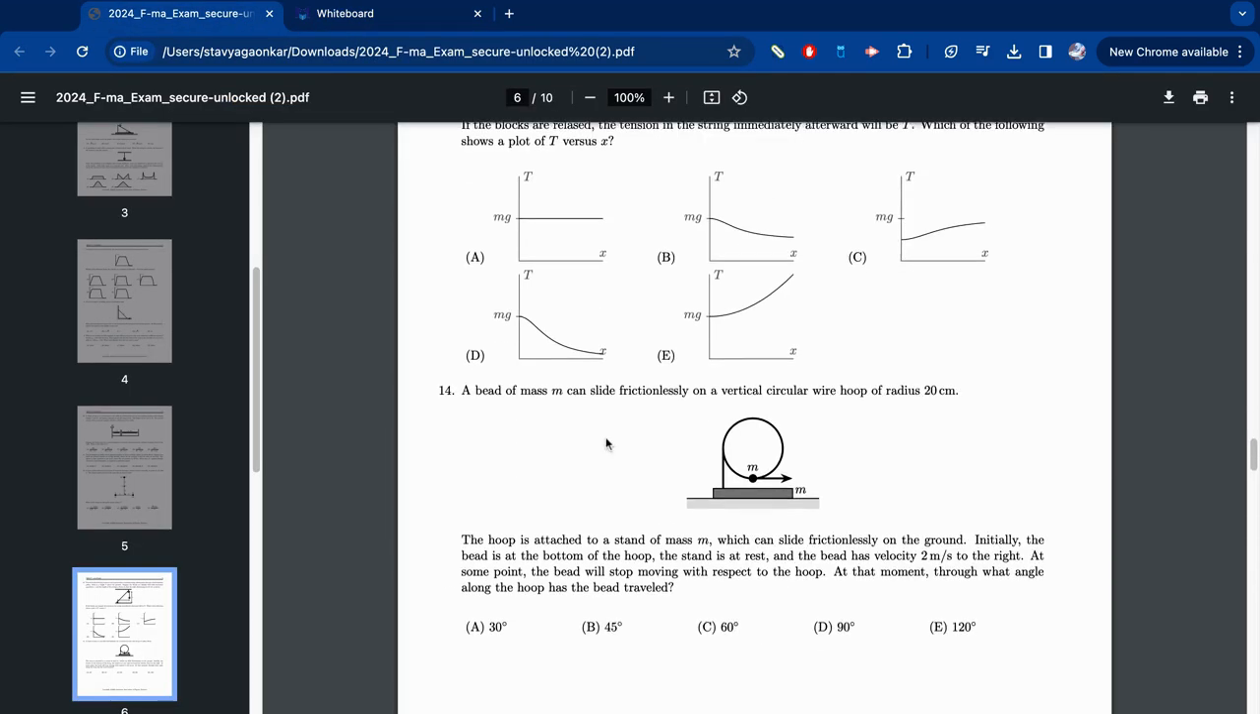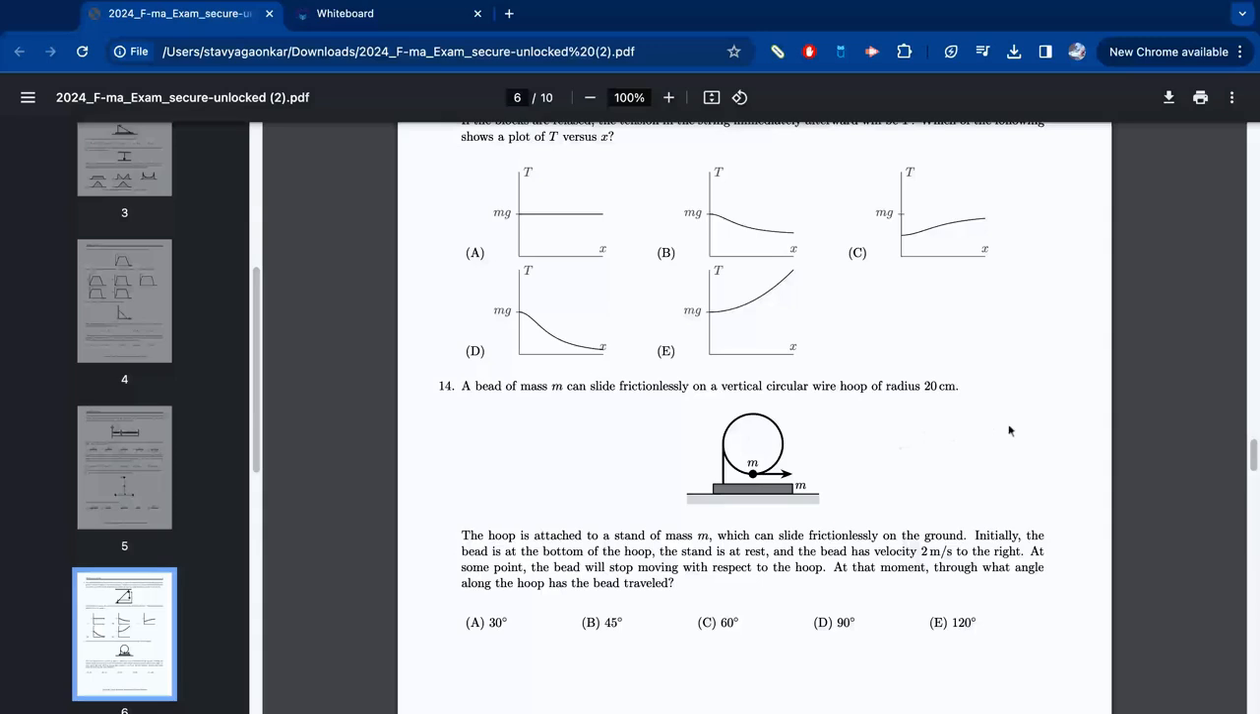Okay, number 14. A bead of mass m can slide frictionlessly on a vertical circular wire hoop of radius 20 centimeters. The hoop is attached to a stand of mass m, which can slide frictionlessly on the ground. Initially, the bead is at the bottom of the hoop, the stand is at rest, and the bead has velocity 2 meters per second to the right. At some point, the bead will stop moving with respect to the hoop. At that moment, through what angle along the hoop has the bead traveled?